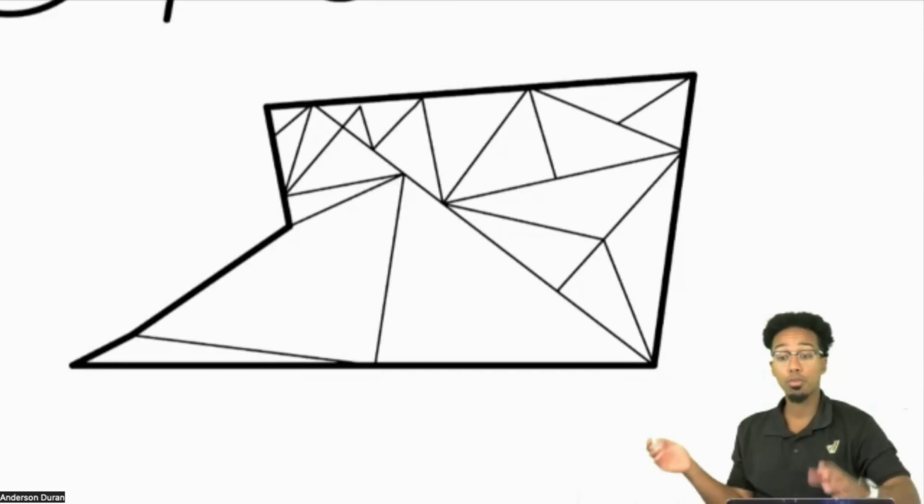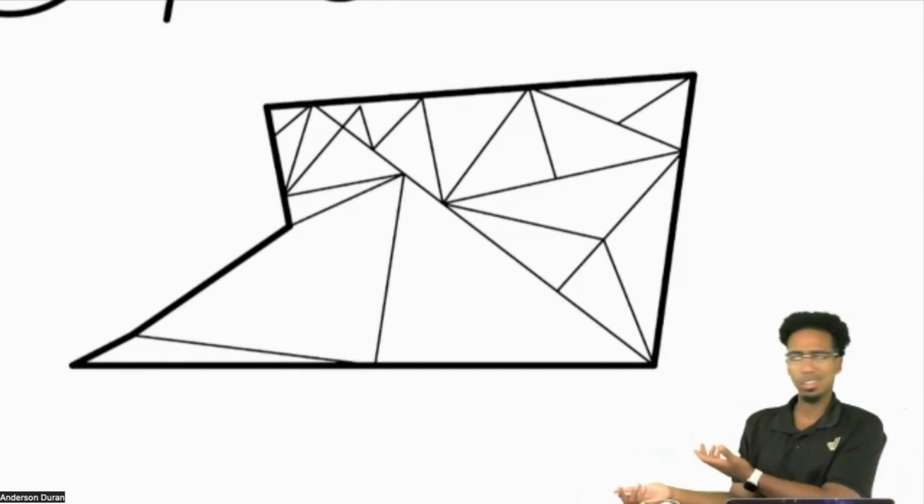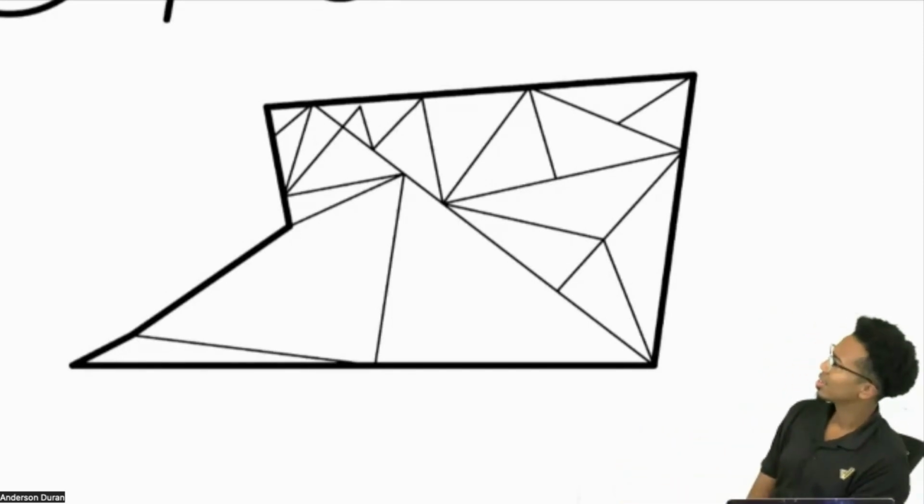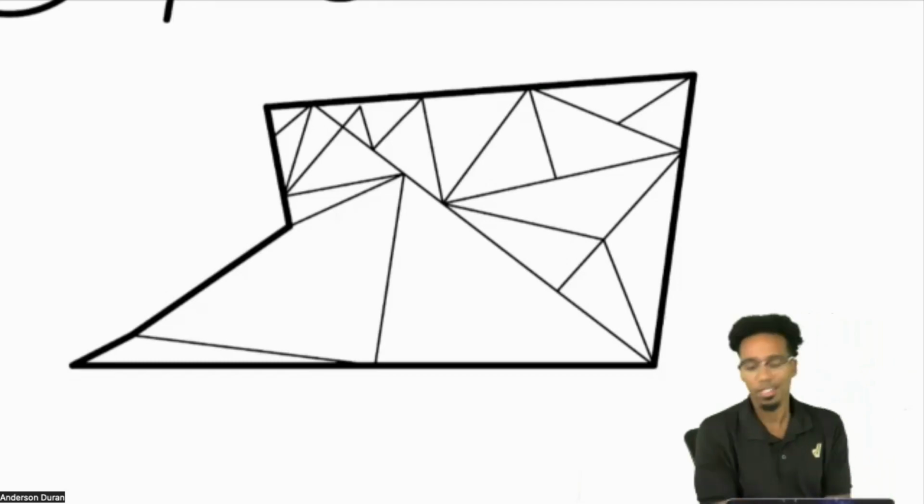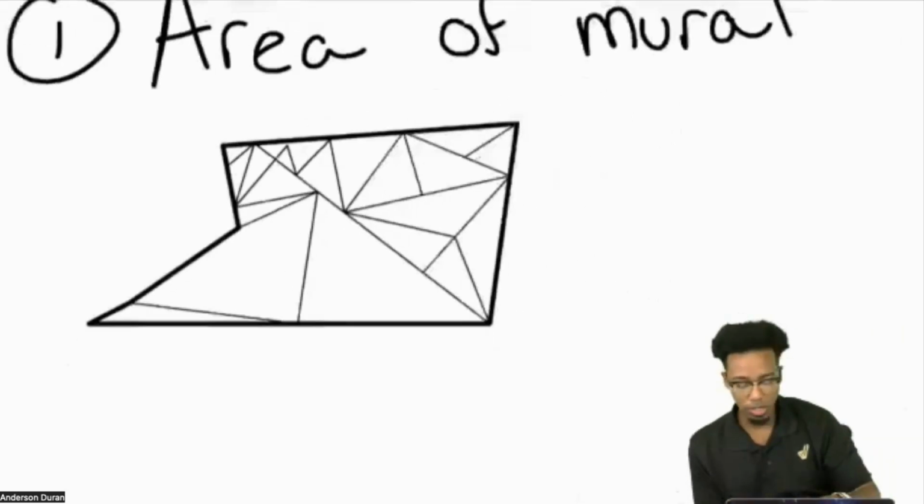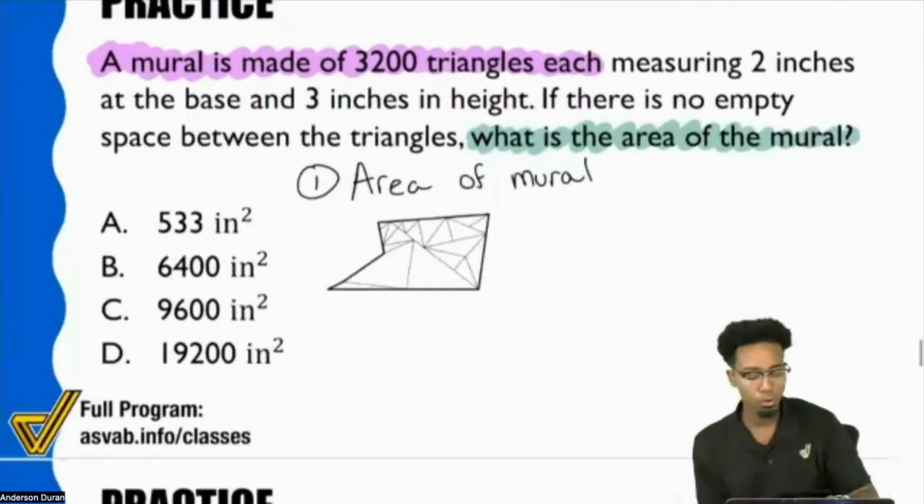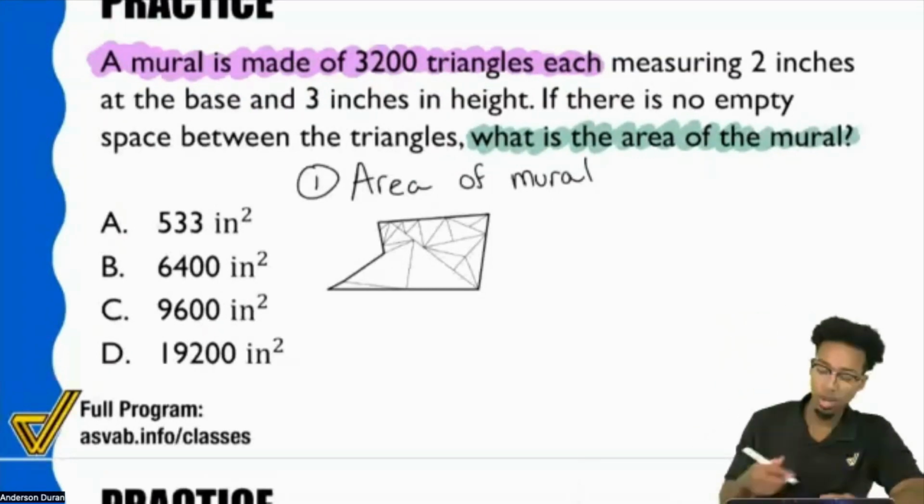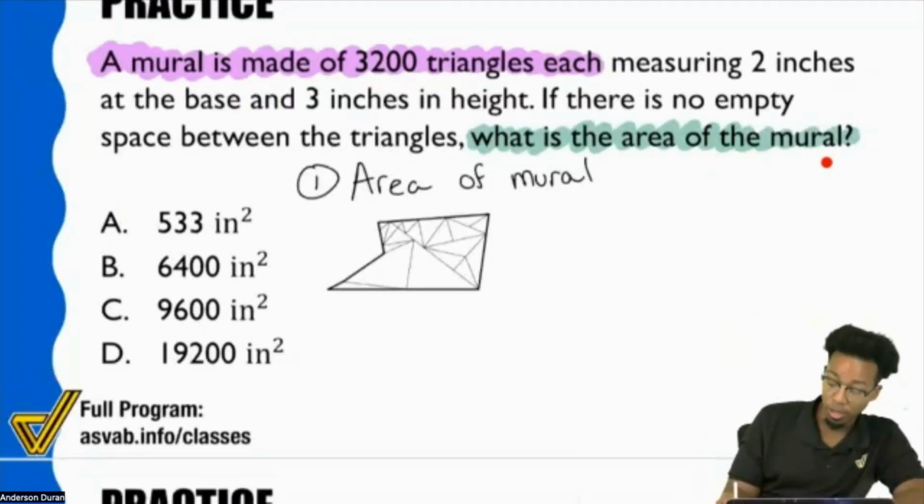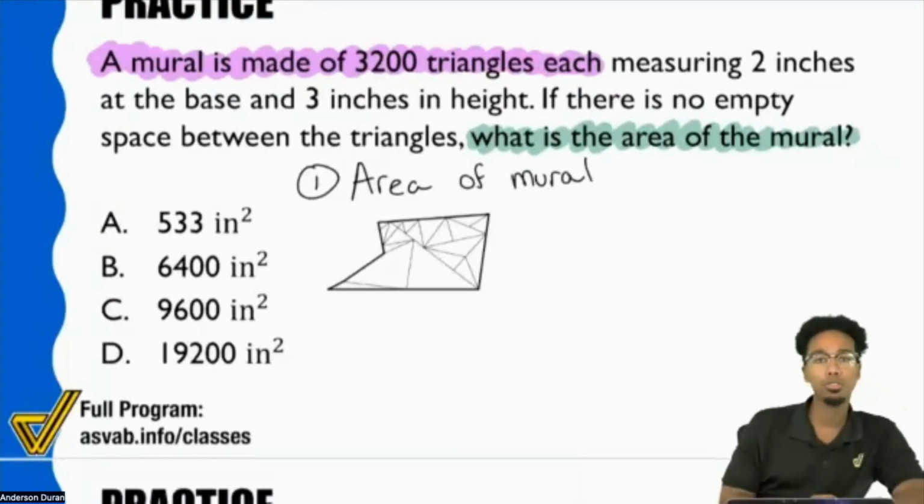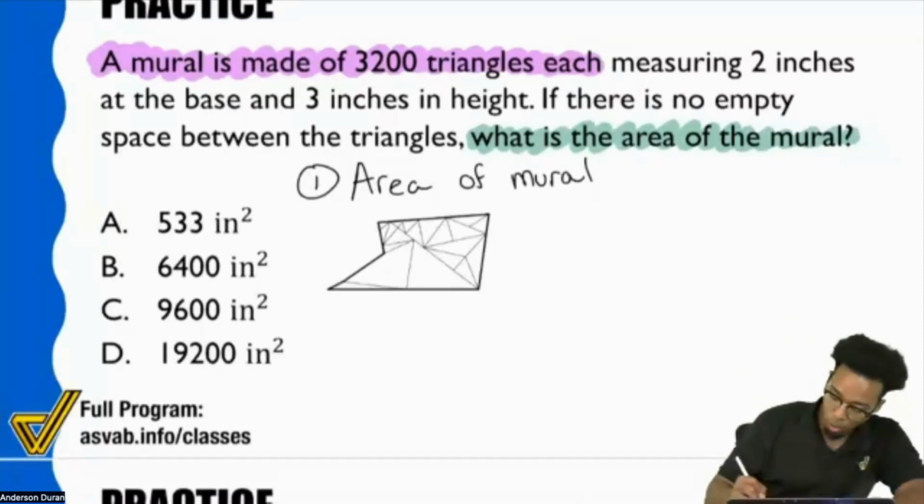But is the overall shape itself a triangle? No, that looks like some concave pentagon. I don't know, right? But that's all I'm trying to say: don't assume that it's a triangle just because you saw the word triangle. We want the area of the mural. What shape is the mural? It says it's made up of 3,200 triangles. So what does that tell me? Again, what's the goal? Area of the mural. So what do I know about the mural?